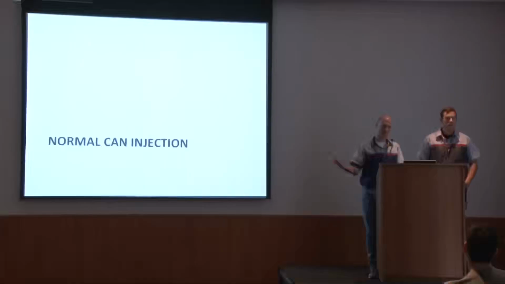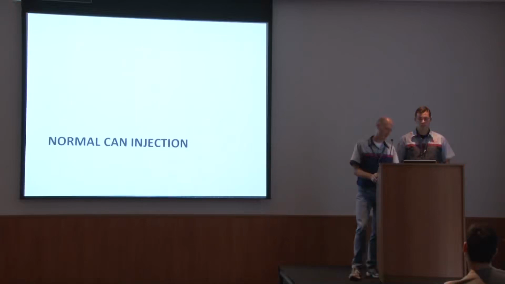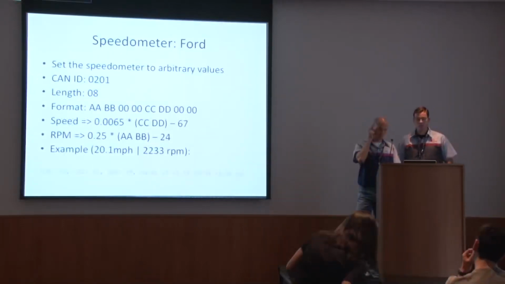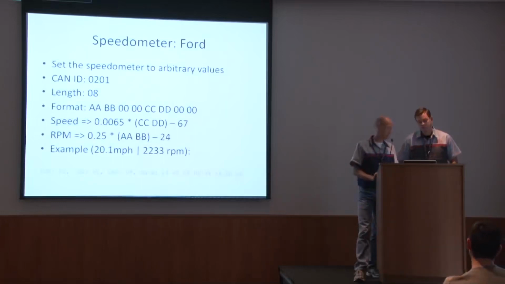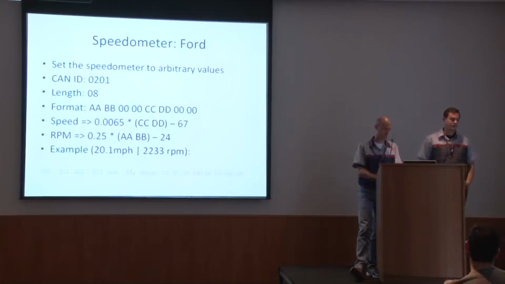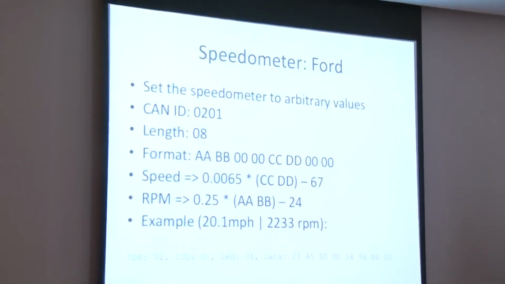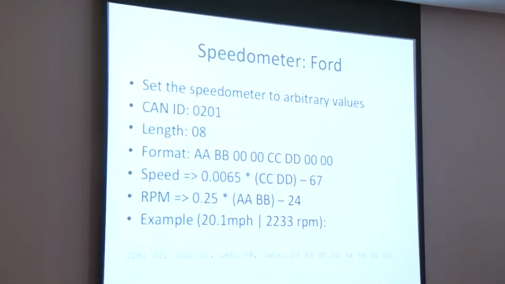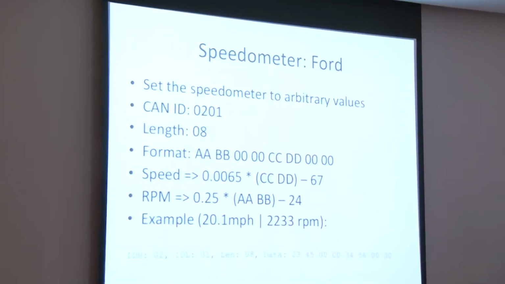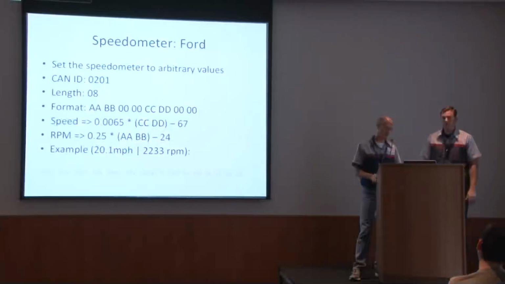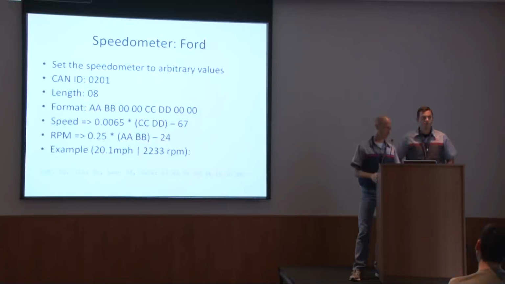All right, so again, there were two types of CAN messages, normal and diagnostic. Let's first talk about what we could do with normal messages. So the first thing is, it's pretty simple, but people seem to think it's cool. You can control the speedometer on either car. So we'll start with the Ford one. So here, the ID you need to know is 0201. And the only way we figured that out, like that's not documented, was just trial and error.